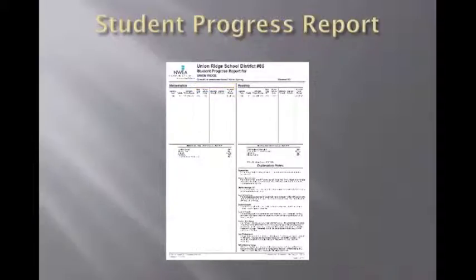To help you further understand as well, down in the lower right-hand corner here that I've just highlighted are explanatory notes. These notes basically tell you what some of the things on the report mean. So it is fairly self-explanatory, but we just wanted to make sure we had this resource available to you as well.